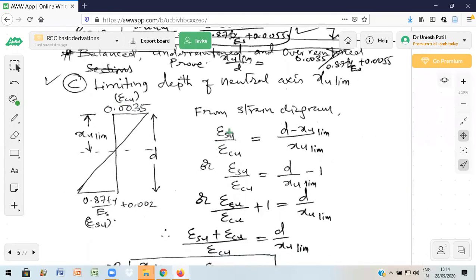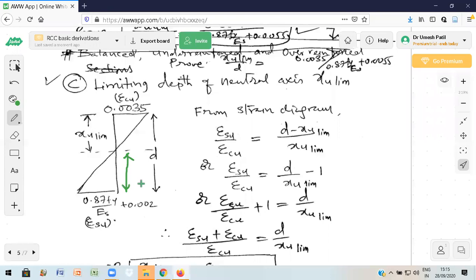Now from the strain diagram, see this, it is a similar triangle: εsu divided by εcu. Base by base is equal to altitude by altitude, d minus xu limit. So where is d minus xu limit here? Just observe this. What is this height? This height is how much?